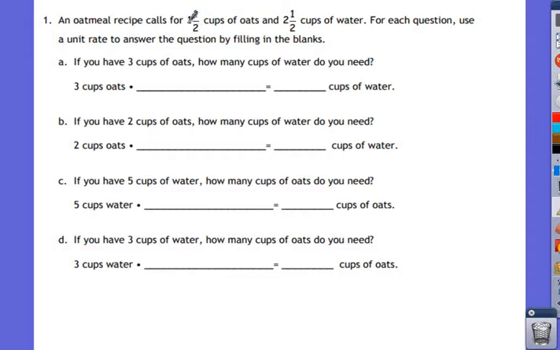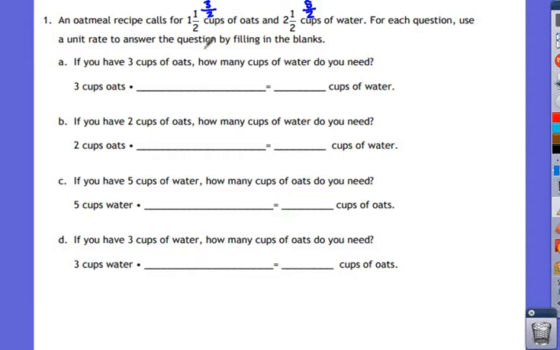So I'm going to change 1½ to improper. So 2 times 1 gives you 2, plus 1 gives you 3. Keep the denominator. Same thing with this one. 2 times 2 is 4, plus 1 is 5. So this becomes 5 halves of the water. Alright, so it says if you have 3 cups of oats, how many cups of water do you need?